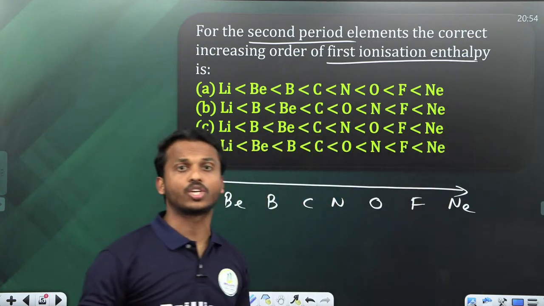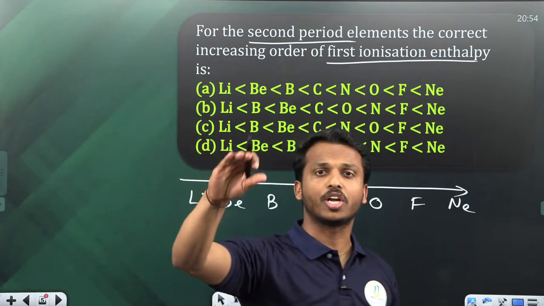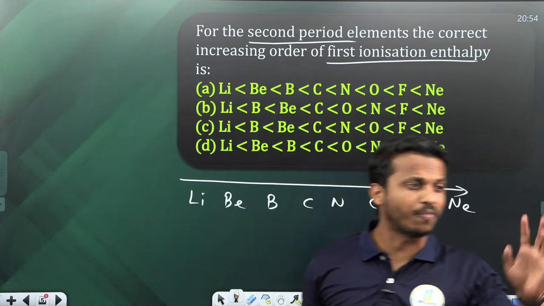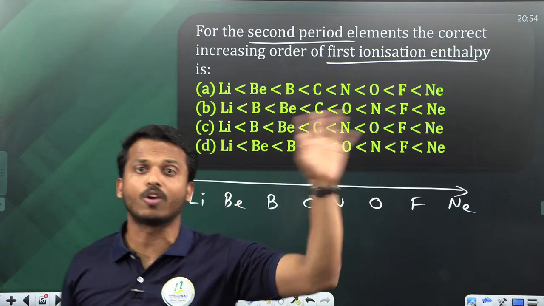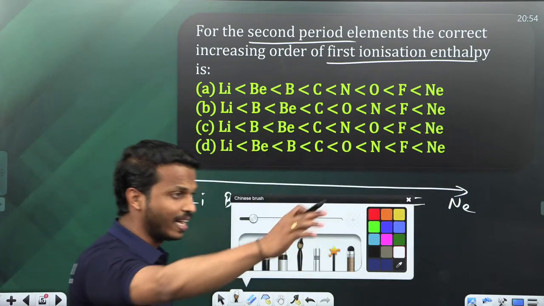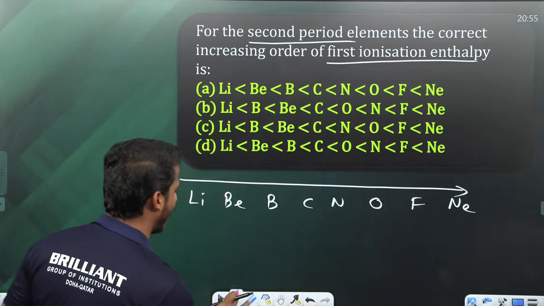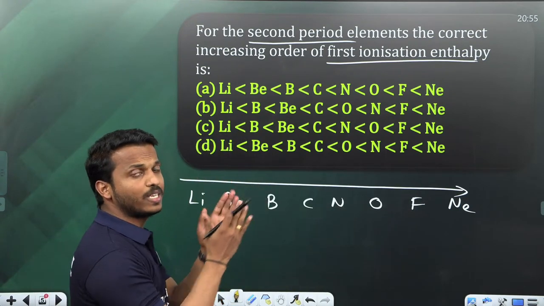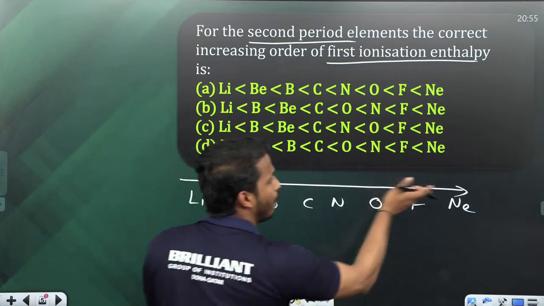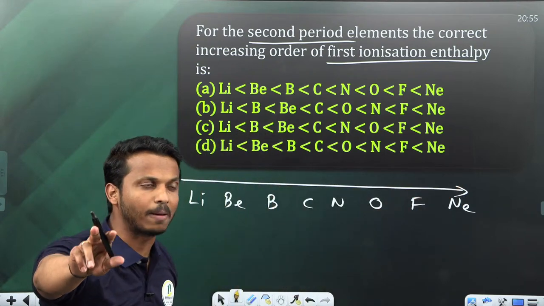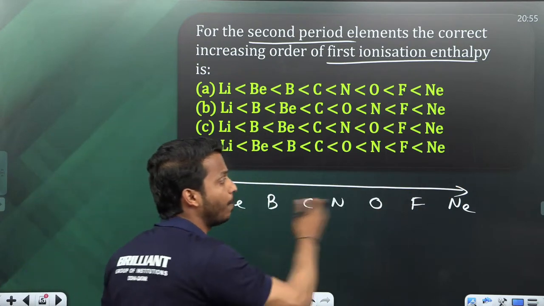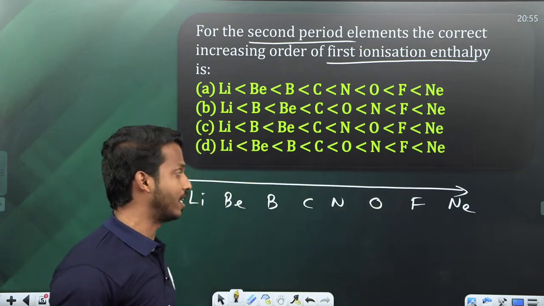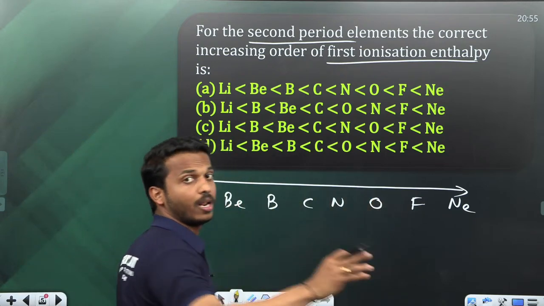First, ionization enthalpy. Ionization enthalpy is the amount of energy required to remove an electron from the outermost shell. Correct or not? So here, dear, be very careful. There are some exceptional cases we studied. Normally across a period, ionization enthalpy increases. Across a period, ionization enthalpy increases. So we are expecting the same order, but no.